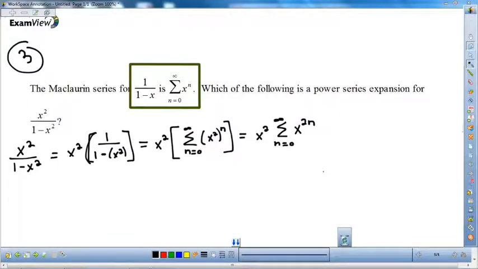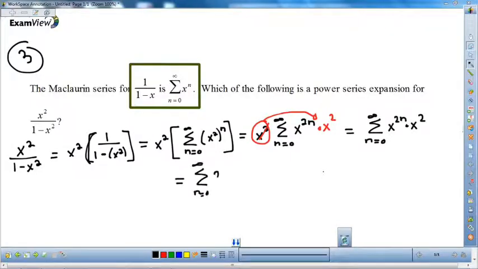So now I have this x squared in the front. What I'm going to do is put that next to the x to the 2n. It's multiplication, so I can rewrite this as x squared times x to the 2n. And that's the same thing as x to the 2n plus 2, because same base, we're just adding the exponents.